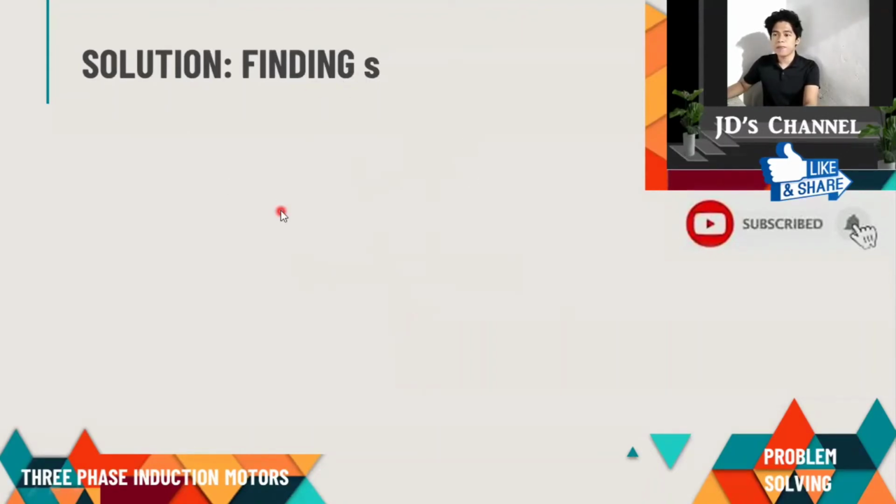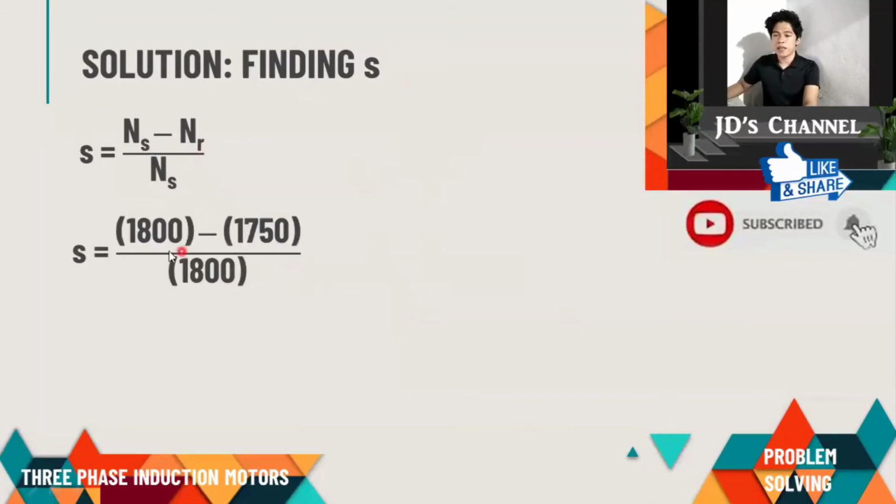And then, so slip is equals to NS minus NR over NS. And then substitute na natin yung ating nakuha NS kanina, and then yung value ng NR. So that is 1,800, and then yung ating NR, that is 1,750. So yan, 1,800 minus 1,750 over ng 1,800 is equals to, so class, ayan, from here we will get this 1 over 36.